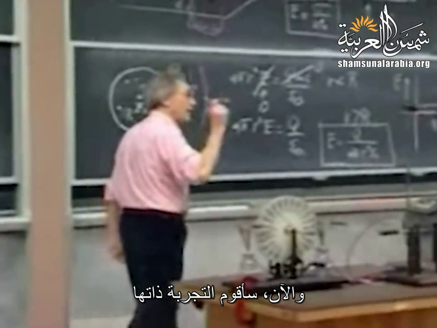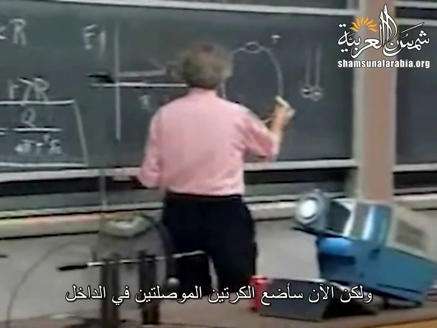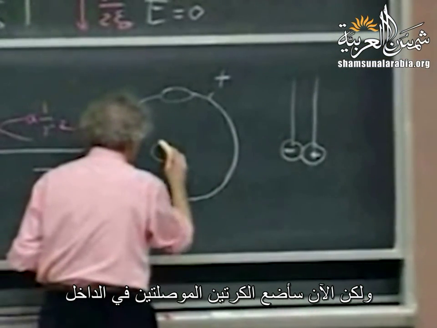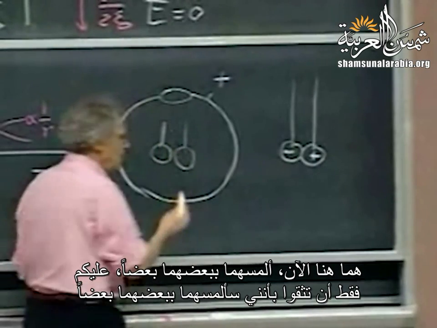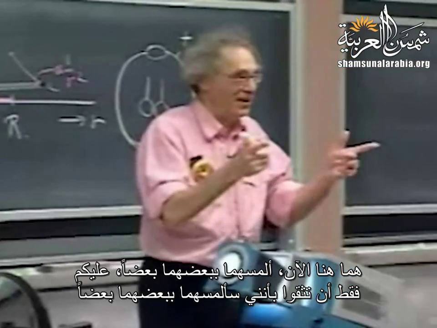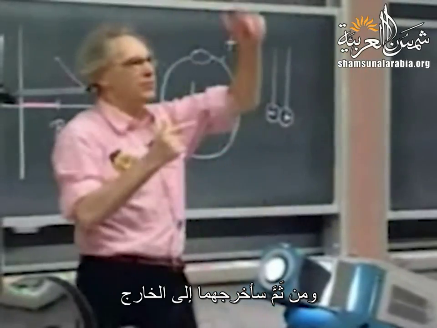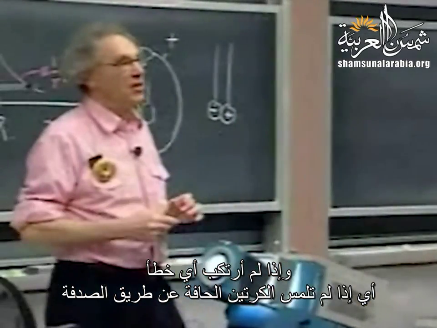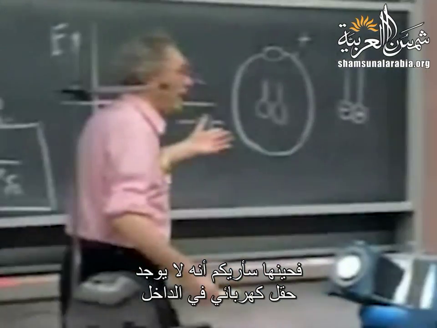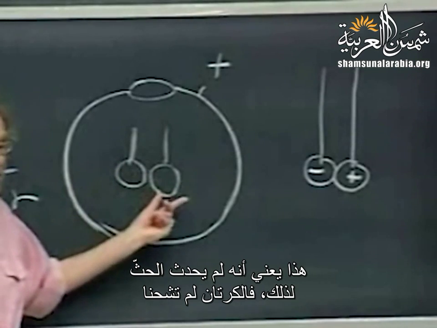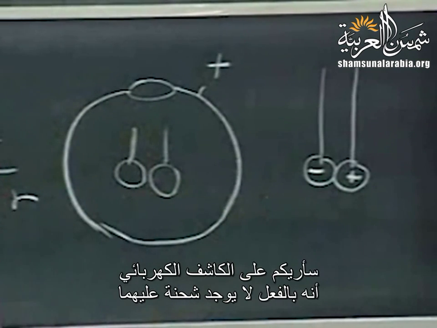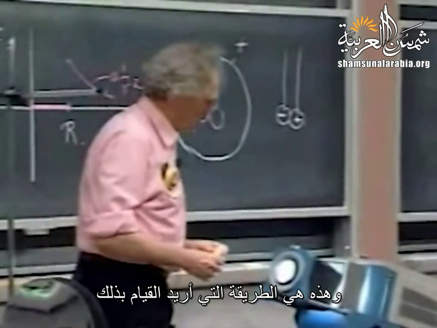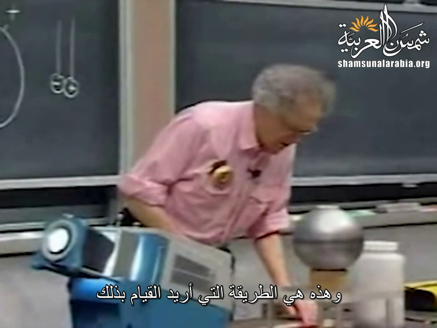Now I will do exactly the same demonstration, but now I put these 2 conducting balls inside. So here they are. I touch them. You just have to trust me that I really will touch them. And then I will take them out. And if I didn't make a mistake, if I didn't touch the rim by accident, then I will show you that there is no electric field inside. It means there is no induction. So these balls did not pick up charge. I show you with the electroscope that indeed there is no charge on it. So that is the way I want to do this.